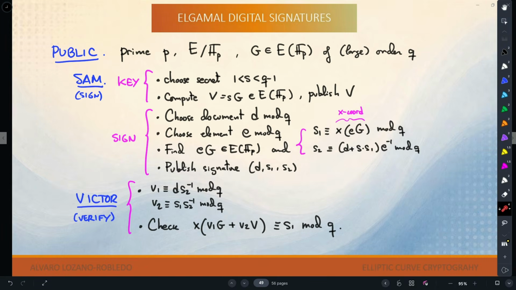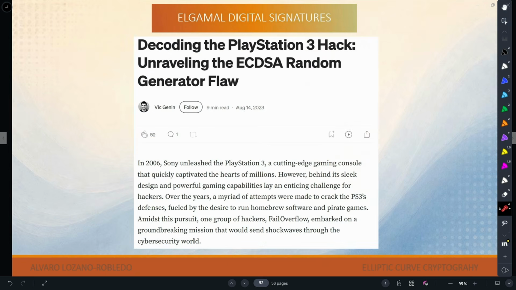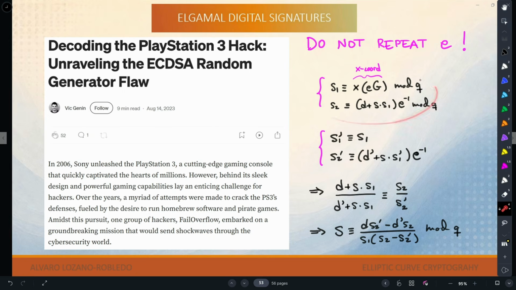Remember that the S value was the most secret part of the whole thing, it was the key for Sam. So if you repeat that number even twice, then you can figure out what the secret key was. So if S was fixed and E was fixed, then you can crack it. And somebody figured this out, they cracked it, and then the PlayStations were out there. They were not going to say nobody can play PlayStation anymore until we release PlayStation 4. They were just out there, and games were able to be cracked.